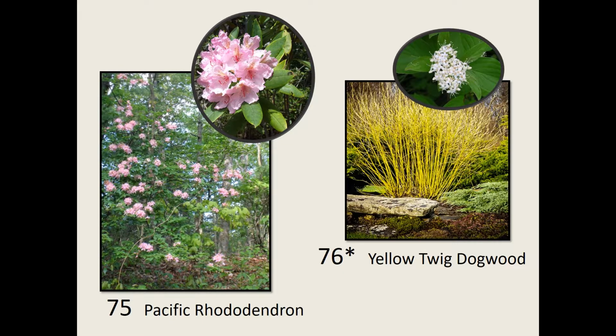We have one native rhododendron in Washington, and it is the state flower. It only comes in pink. The yellow twig dogwood here looks really good with the rhodie, though not an evergreen. It's the cultivar of the native red twig dogwood. It makes an impression even without foliage or flowers.